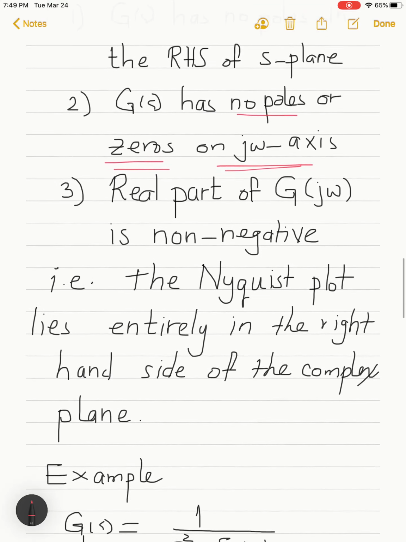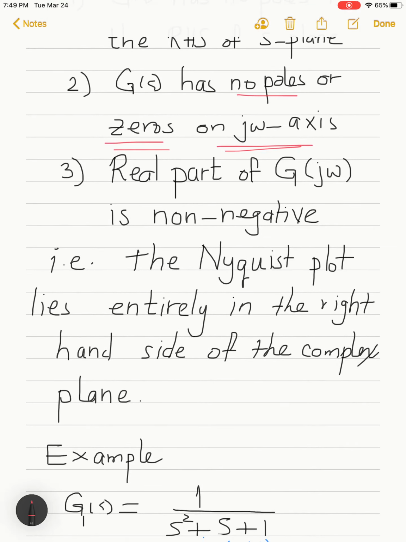And third, the real part of the expression for g of j omega, if you replace s by j omega and find the real part of the resulting expression, you will find that it is always non-negative. So if these three conditions are satisfied, we call the system strictly positive real. And simply you can plot the Nyquist plot of the given transfer function. If you find the entire plot in the right hand side of the complex plane, then that system would be strictly positive real.